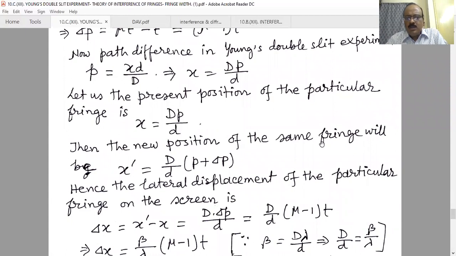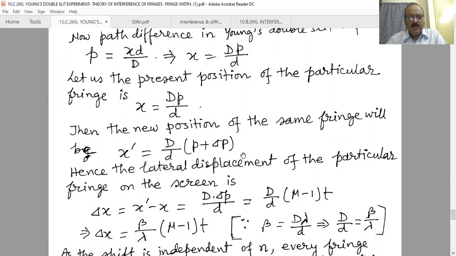Then the new position of the same fringe will be, now the path difference does not remain p. We are taking any point. So in place of p, now there is extra path difference delta p. And now the position of the same fringe, that position will be x dash, and that position will be D into p plus delta p by d.